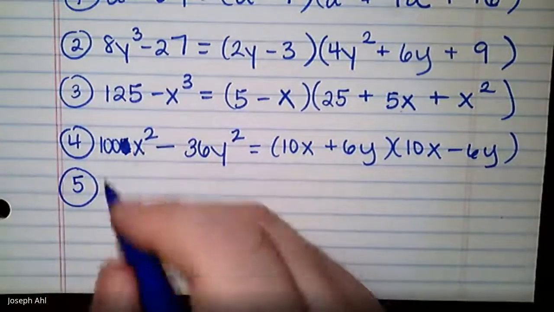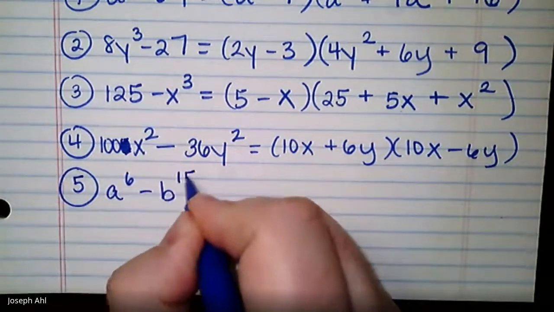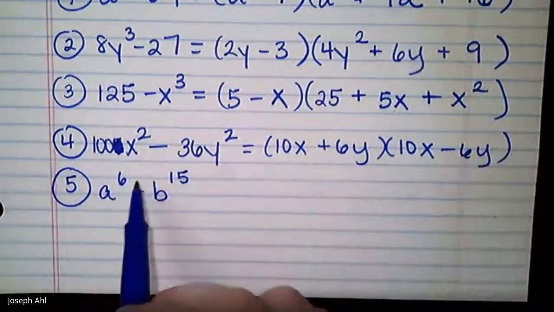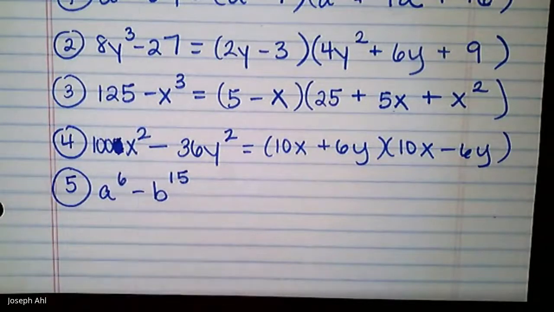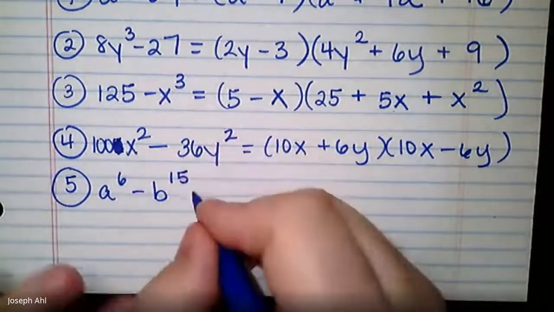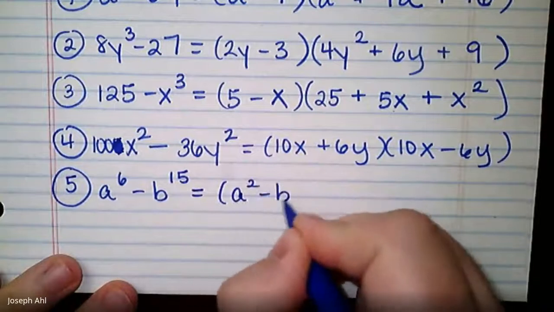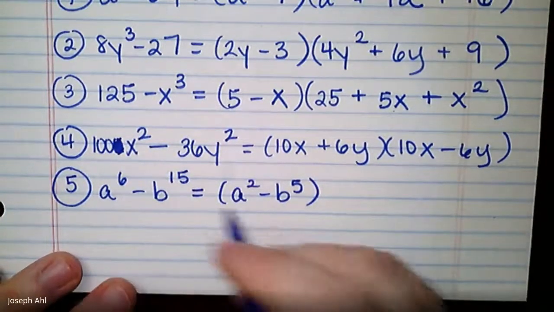Okay, let's try one more, and these will be perfect cubes. Okay, a to the 6th minus b to the 15th. When the exponents get larger than just having x cubed or y cubed, we know that they're perfect cubes based on what we did in the last unit if they are divisible by 3. And since both of these are divisible by 3, we can take the cube root by saying that the first binomial would be a squared minus b to the 5th. Okay, that's the cube root of each of those.